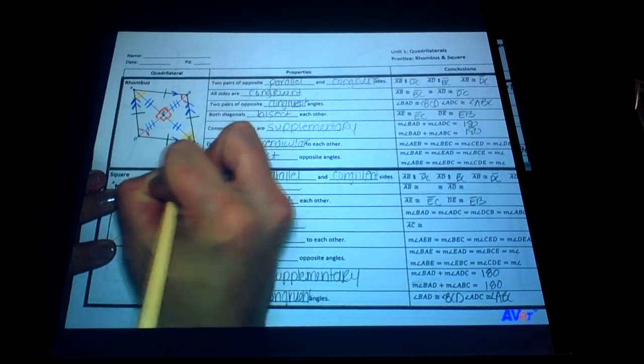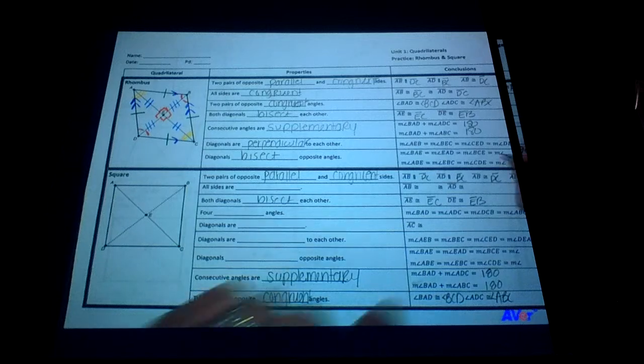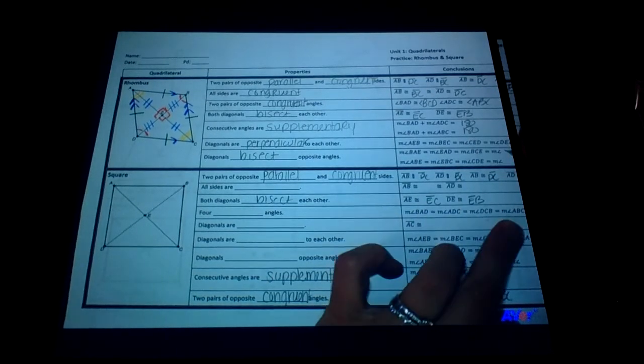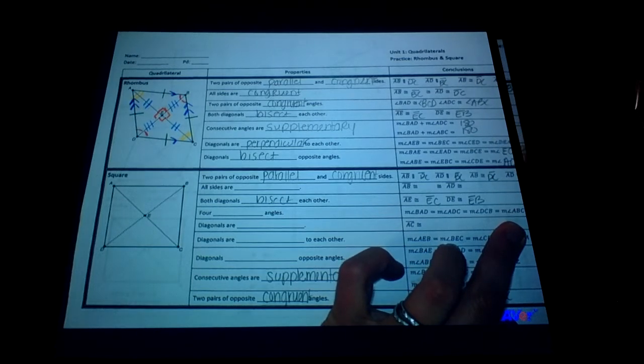And we can do a couple extra markings here. The same happens with angle A is bisected and angle C is bisected. So the measure of angle BAE is congruent to angle EAD and BCE and ECD. And then we have the last blank there.